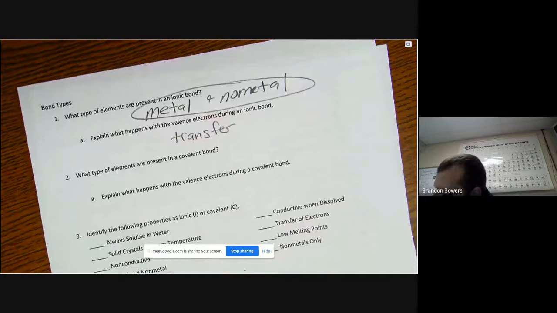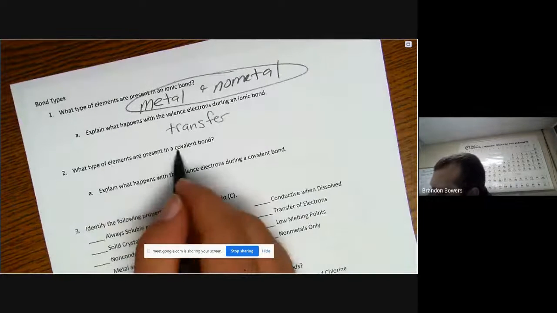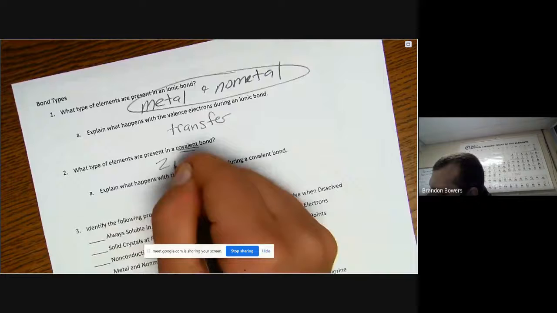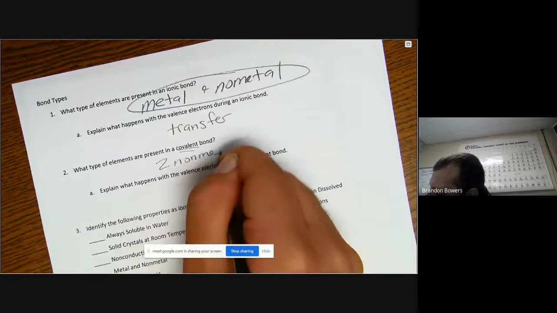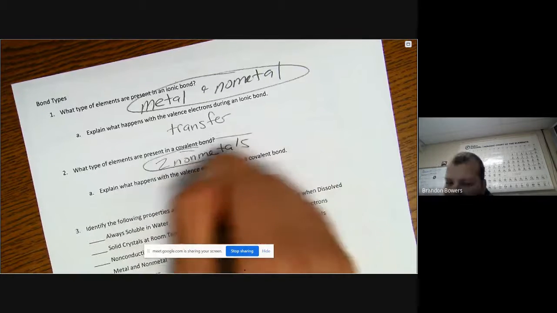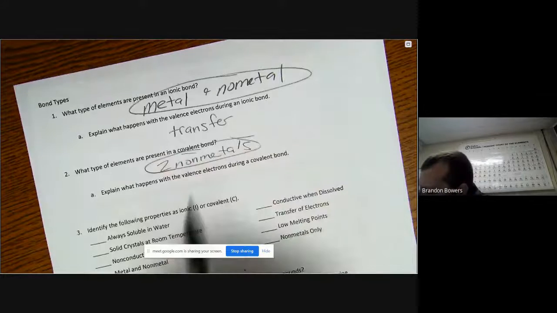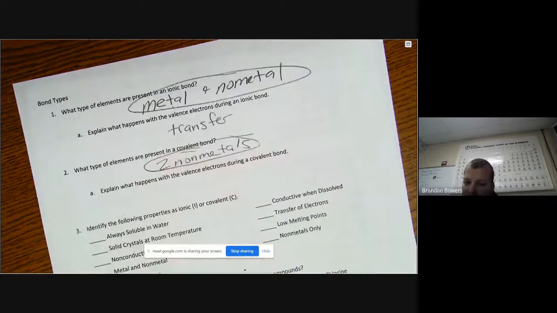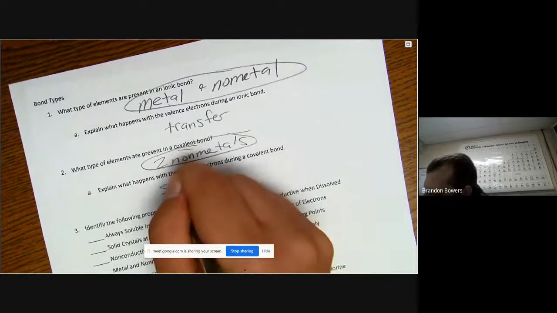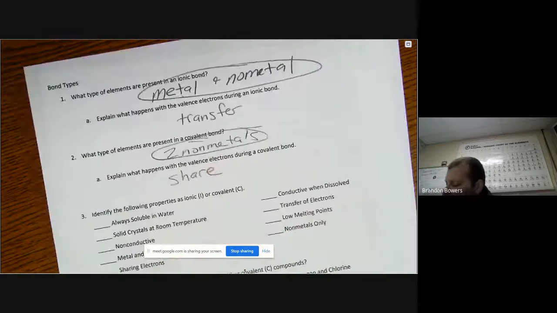Okay. What type of elements are present in a covalent? Those are 2 non-metals. All right, that's the big difference. Ionic has a metal. Okay, and what happens to these? They share electrons. Any questions on that so far?